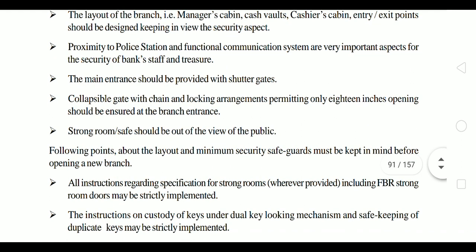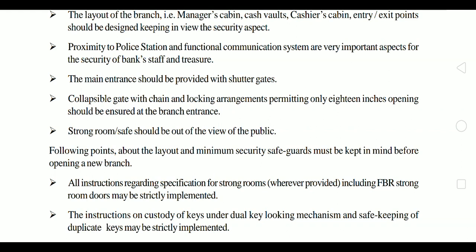Next, the main entrance gate should be a shutter gate, and a collapsible gate with a chain should be provided at the entrance of the bank branch, and a locking arrangement should be there.